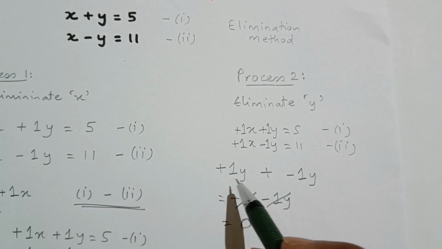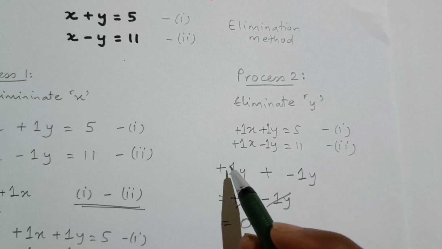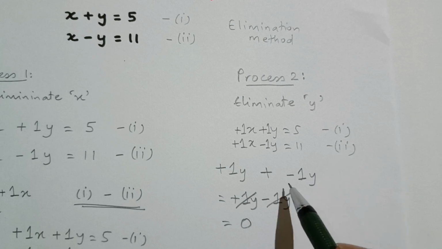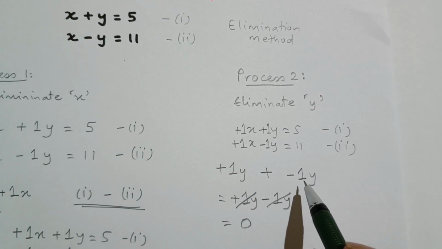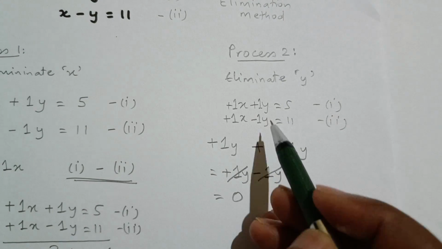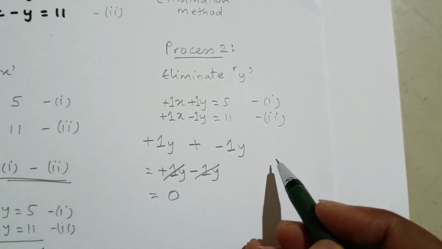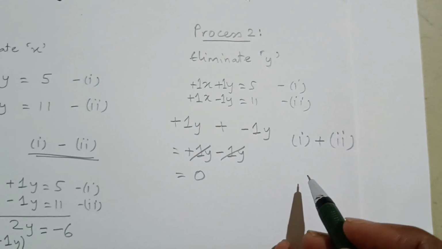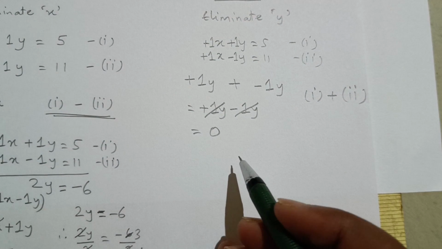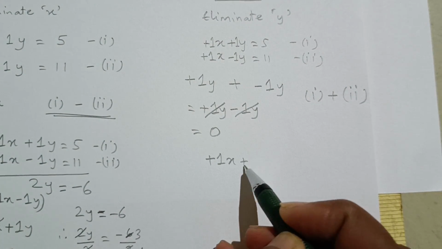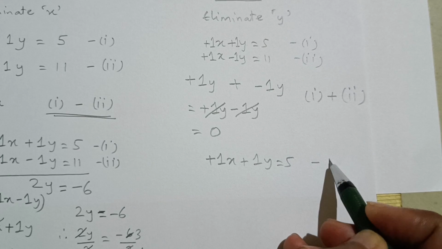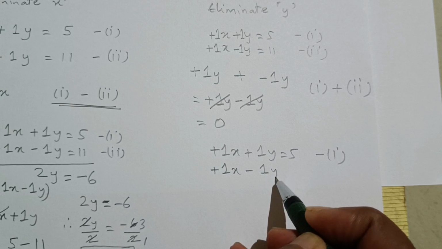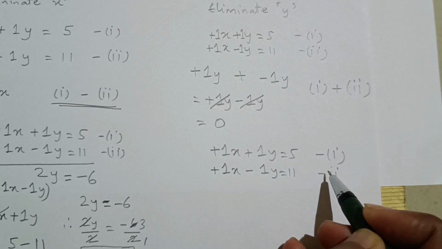So this is of equation 1, plus this is equation 2. If I do equation 1 plus equation 2, then I can eliminate the y from both the equations. So the operation I will do is equation 1 plus equation 2. So again I will write down both the equations. So plus 1x plus 1y equals to 5. This is equation number 1. Plus 1x minus 1y equals to 11. This is equation number 2.